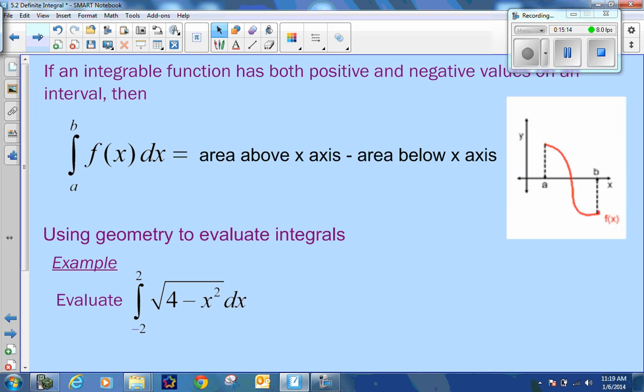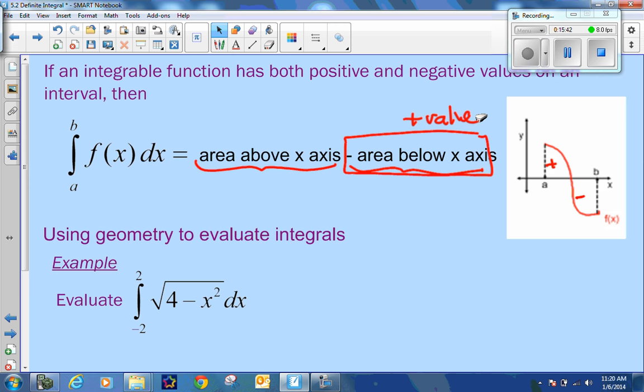What if we have both positive and negative area, such as that? Then what we want to do is add the area above the x-axis, and then subtract the area below, so that will give us a positive value. For example, just picking out numbers here, let's say the area is 15, just a nice number.